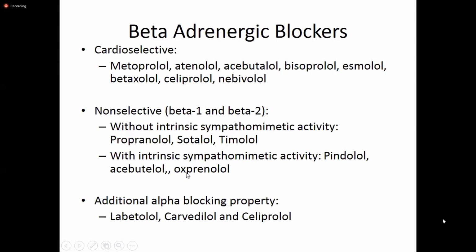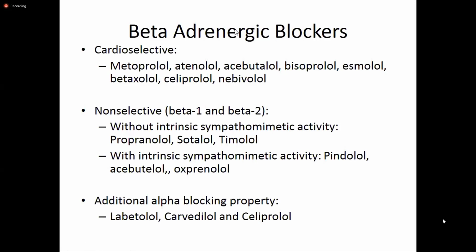So what is this intrinsic sympathomimetic activity? These are the drugs which have partial agonistic action. That means in the presence of an agonist, they will act as an antagonist, and in the presence of an antagonist, they will act as an agonist. And the drugs without intrinsic sympathomimetic activity don't have any partial agonistic activity.